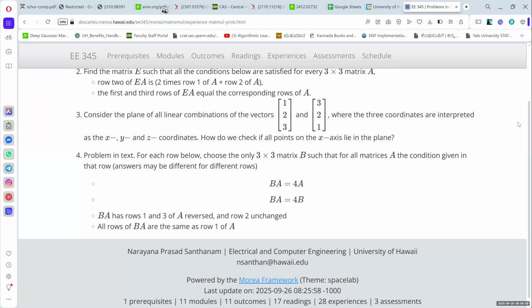And the final one is also a question on just matrix multiplication. So I'll leave you to try out this problem by yourself, and just let me know what your answers are.